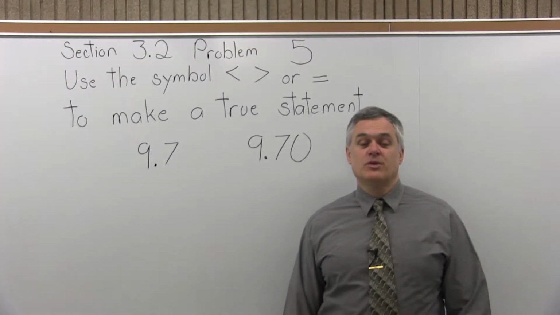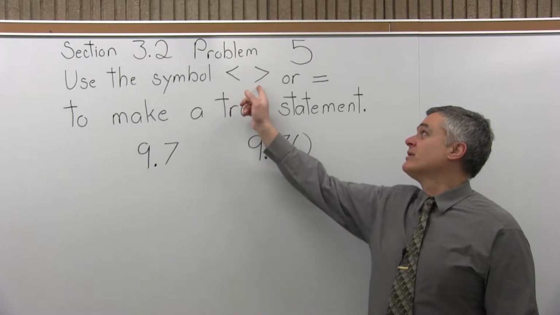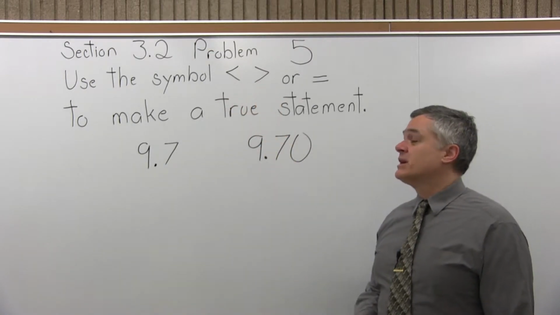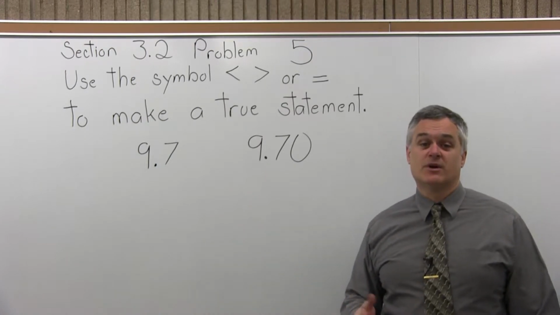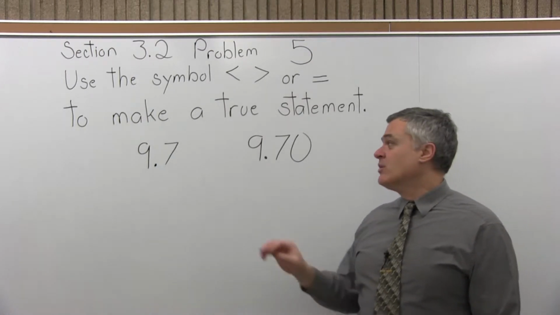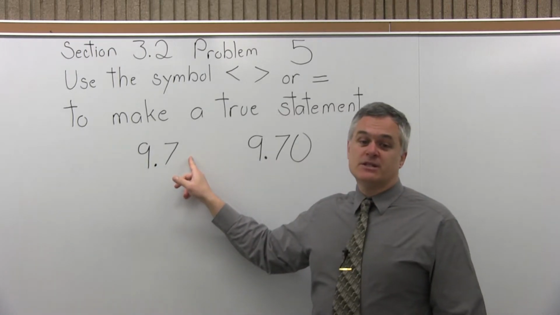This is Section 3.2, Problem 5. It says use the symbol less than, greater than, or equal to make a true statement. We're comparing two numbers, 9.7 and 9.70. It's really the same number. When you have a decimal, putting a 0 on the right end doesn't change it.